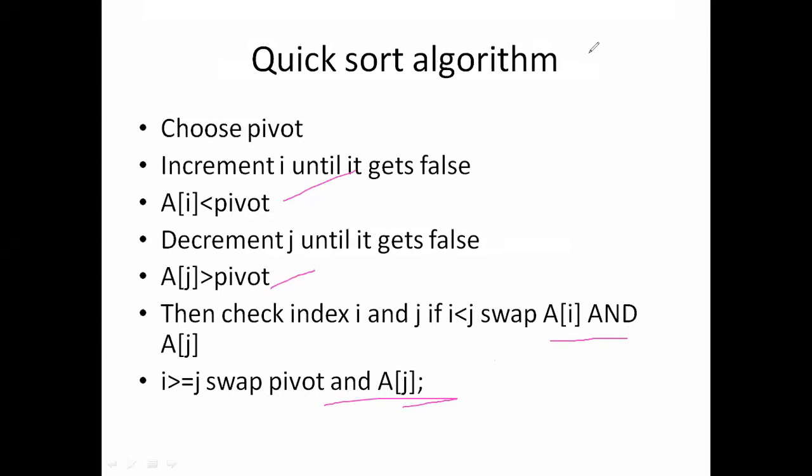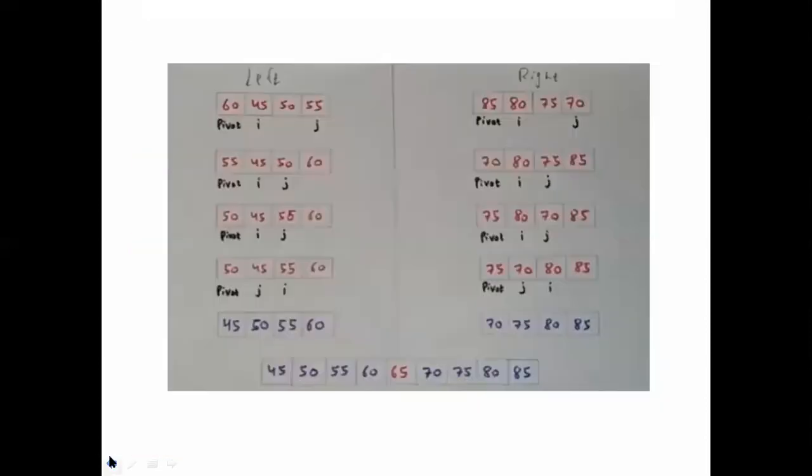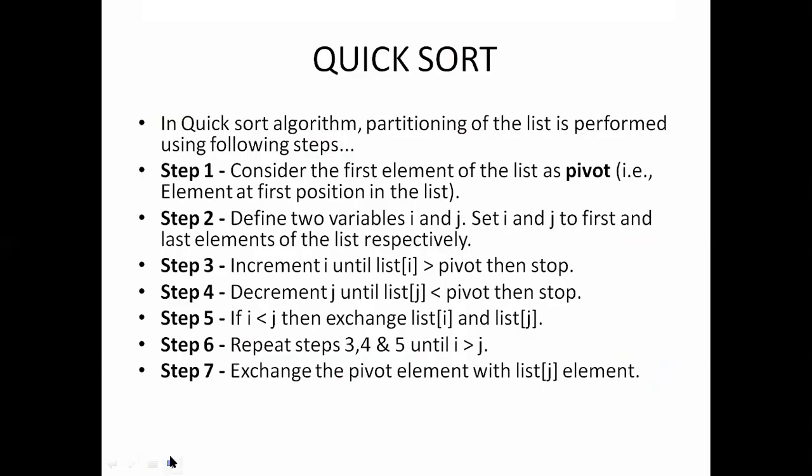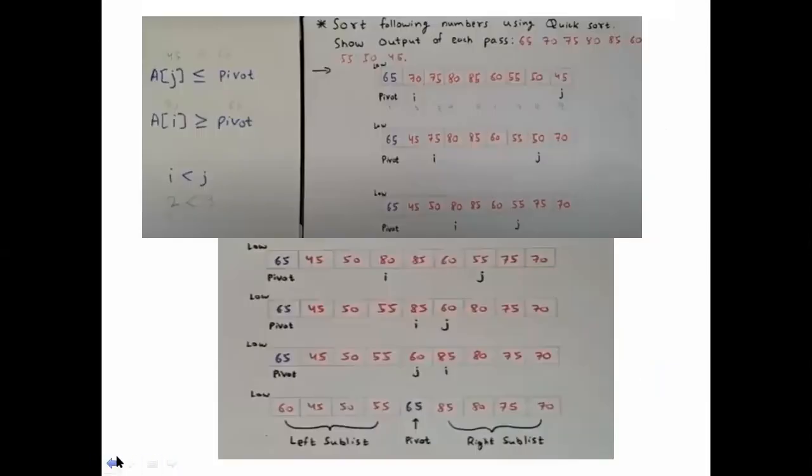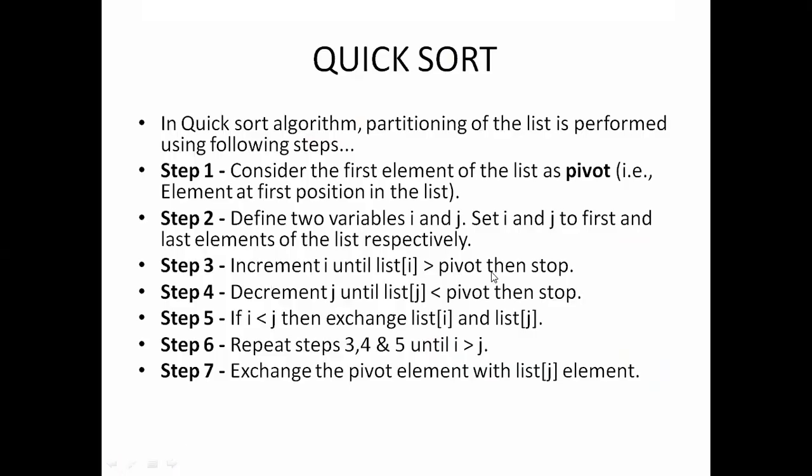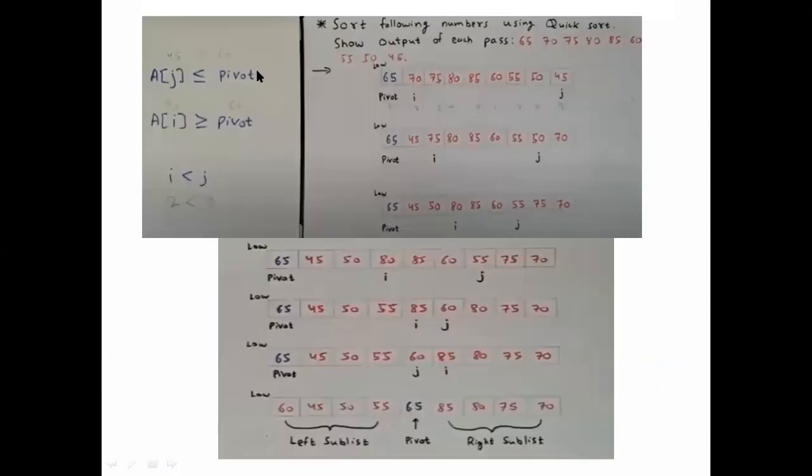So just see the above example once again. These steps are okay, but the increment stops only when the condition is false, that is, when A of i is greater than pivot. When this condition occurs, you can stop. See here in this example.